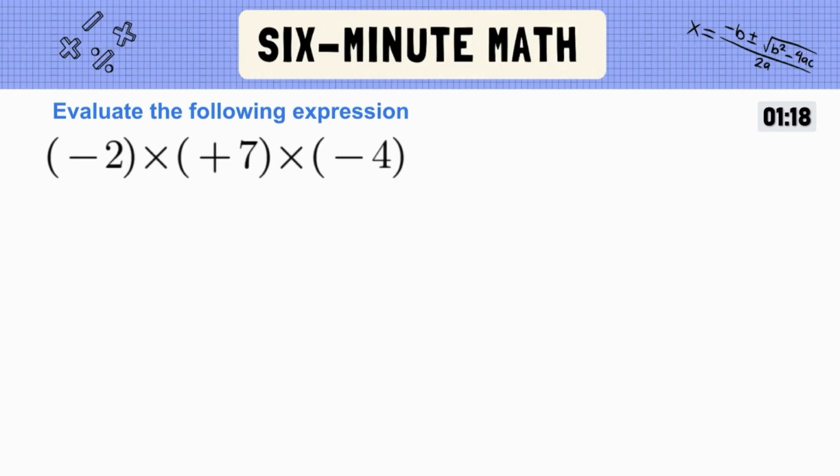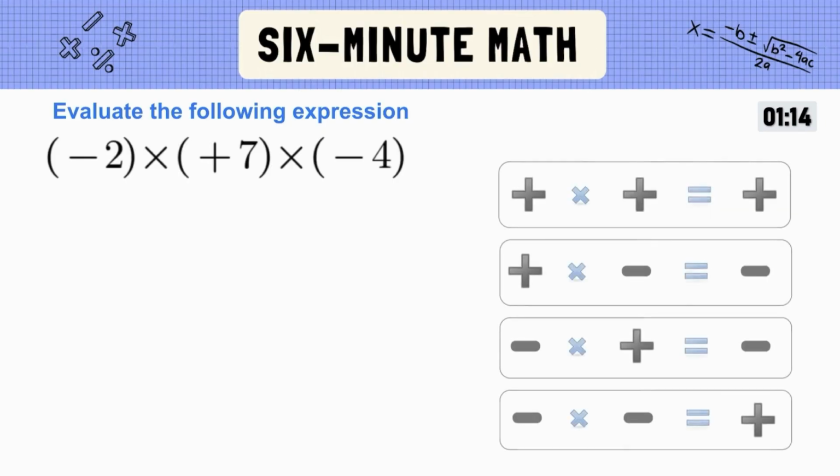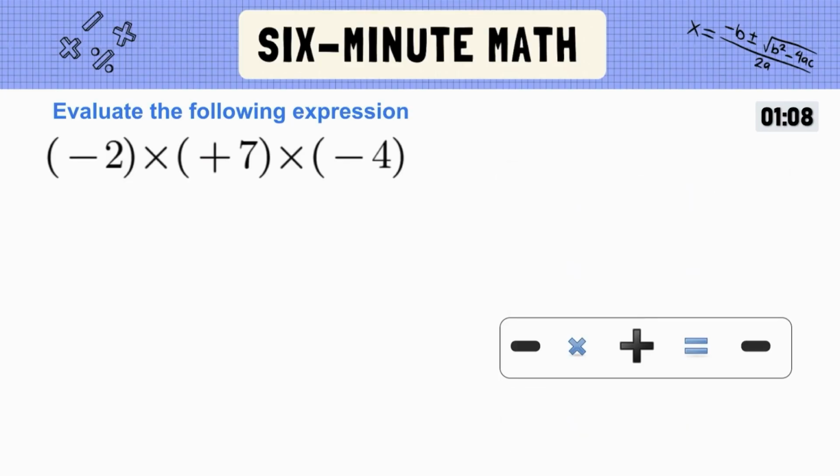Let's evaluate three integers being multiplied together. In my first case, I have a negative times a positive. This will result in the negative number. So I'm going to combine my negative 2 times positive 7. And my result is going to be negative, 2 times 7 is 14.